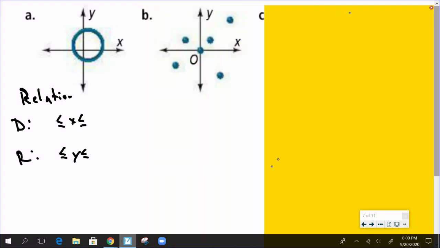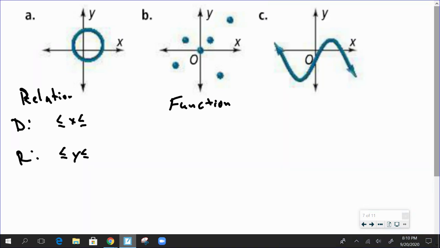Now let's look at the next one. Is this relation a function? Well, what I'm looking for is two of them that are on top of each other. And this one misses. This is a function. And then the last one that we have here is this one. All right, so is there an x value that shows up and has two different y values? This one doesn't. This is a function as well.